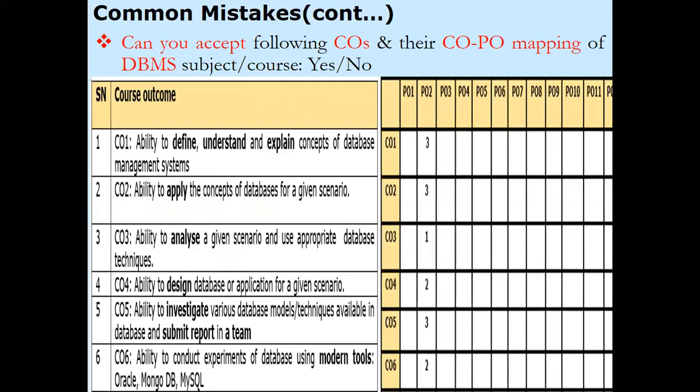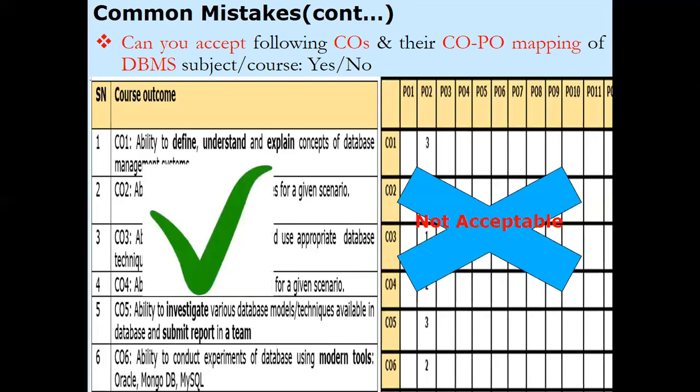Take CO4, they have written it based on the design skill. But when it comes to mapping, CO4 he has mapped with PO2. Actually, he is supposed to map with PO3 because PO3 mainly talks about design. And CO5 mainly emphasizes investigation, so it should be PO4, but he has mapped PO2 only. So the COs are correct, but the mapping is wrong. That's the meaning of the term.